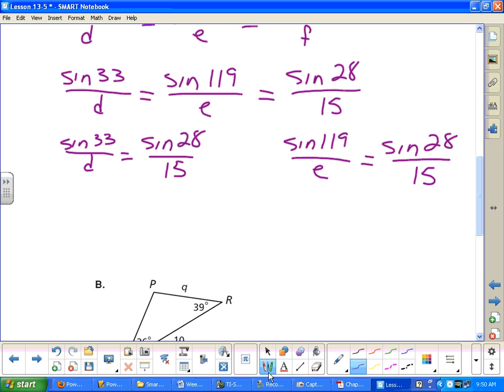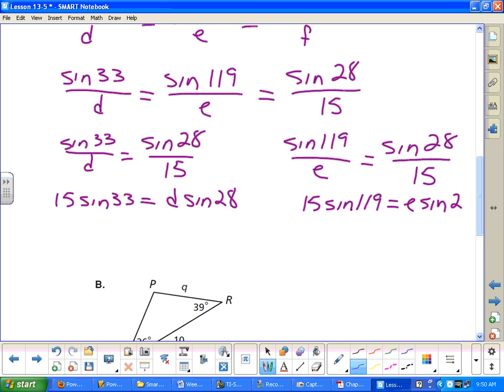Okay. So then we just cross multiply. So we get 15 sine of 33 equals D times the sine of 28. Or 15 sine of 119 equals E times the sine of 28. Okay, so we cross multiply, and then what do I do after I cross multiply? Okay, I have to divide to get the variable by itself, so we're going to divide by the sine of 28.